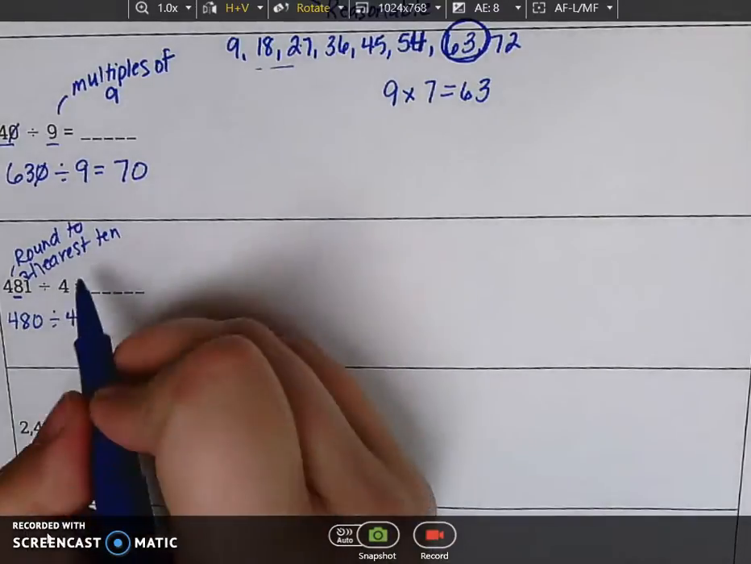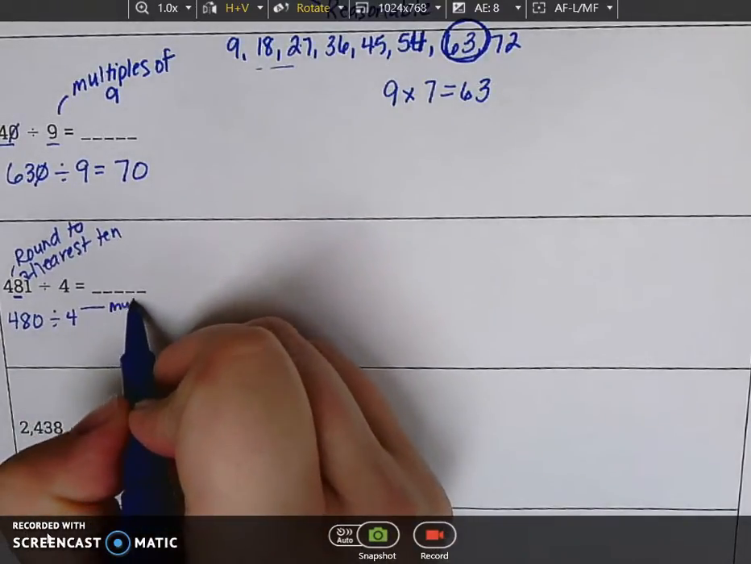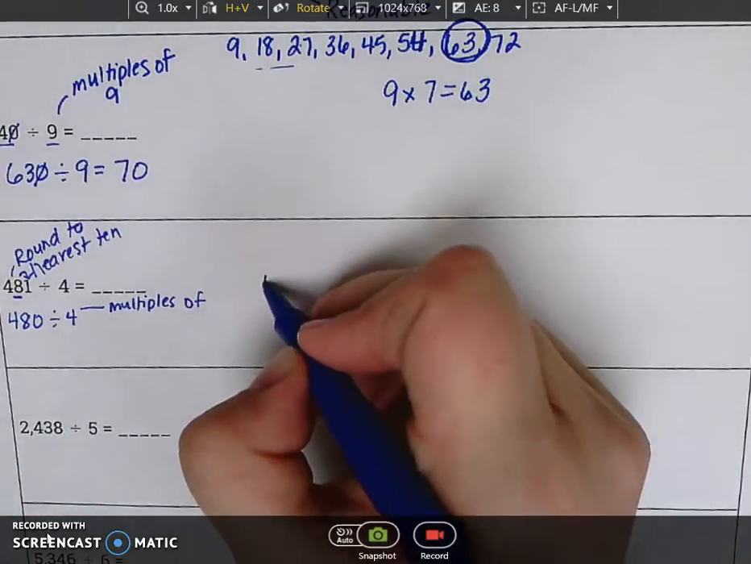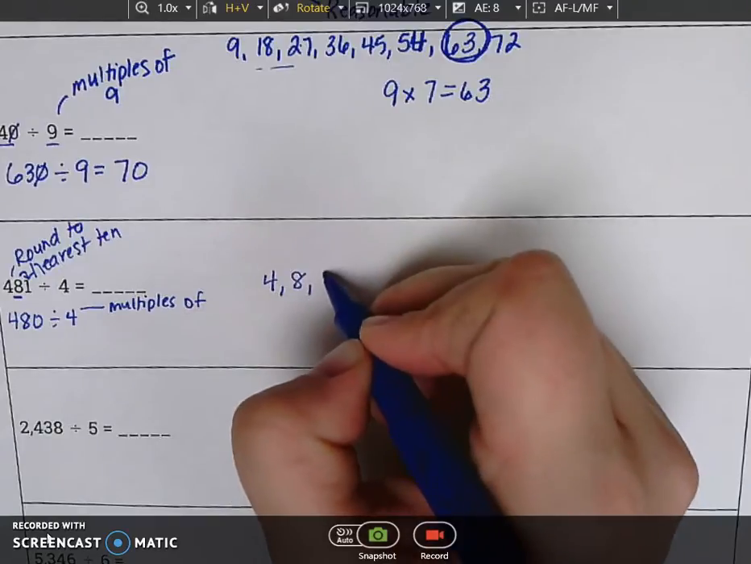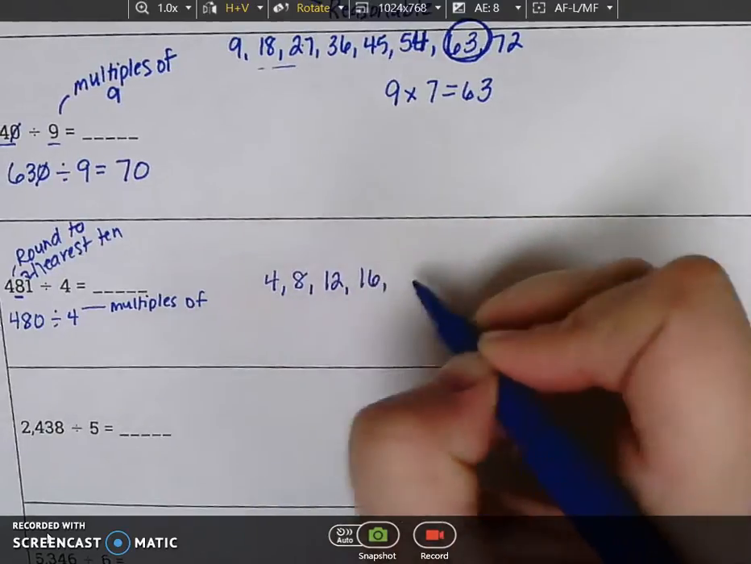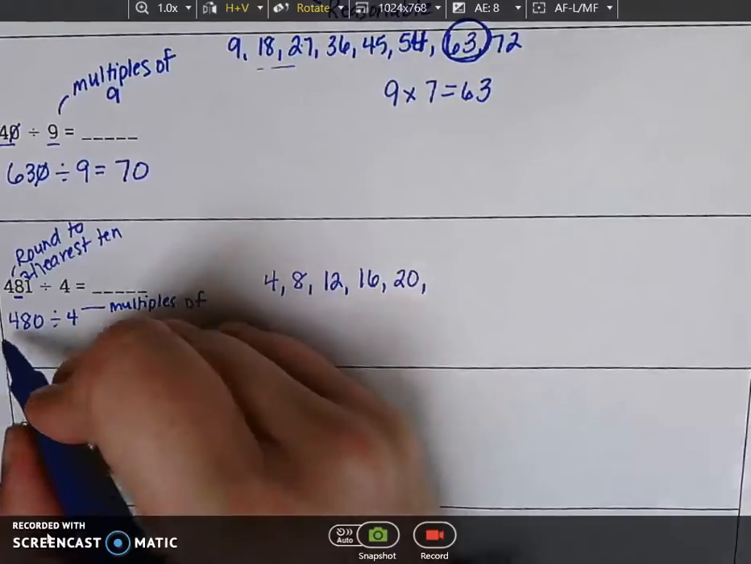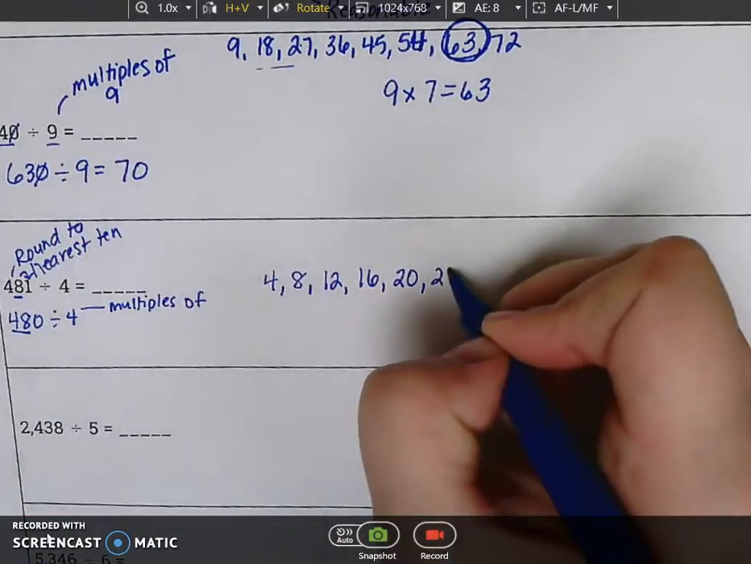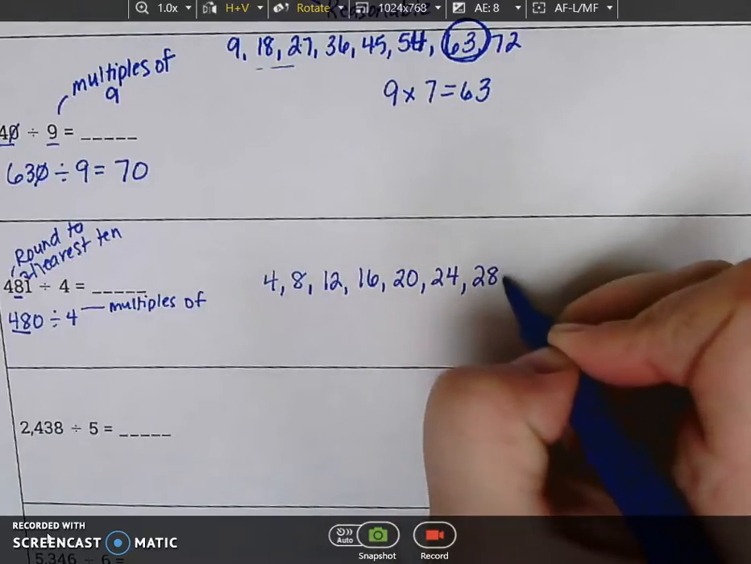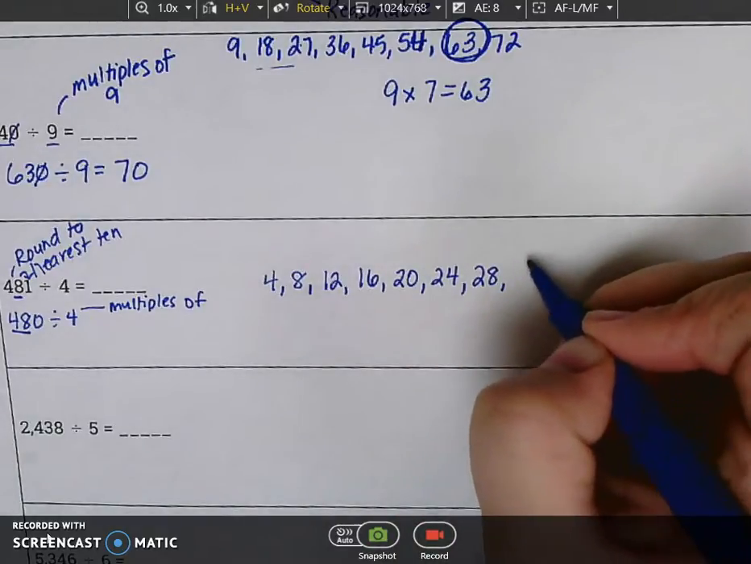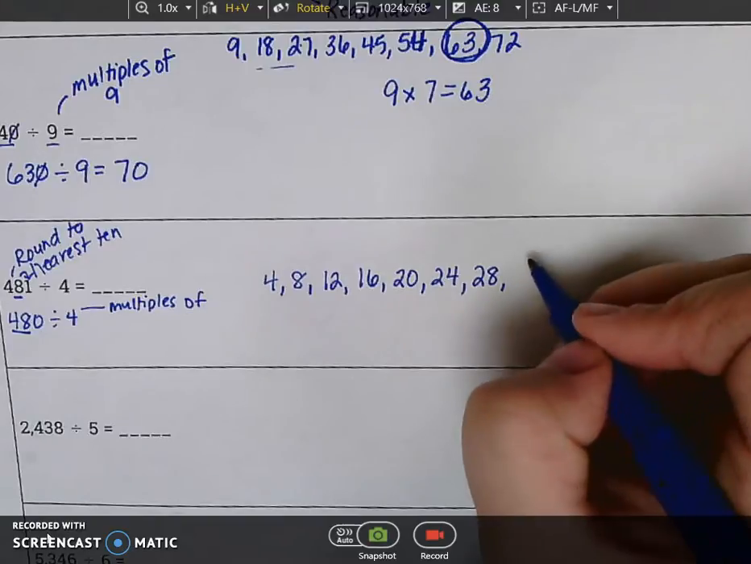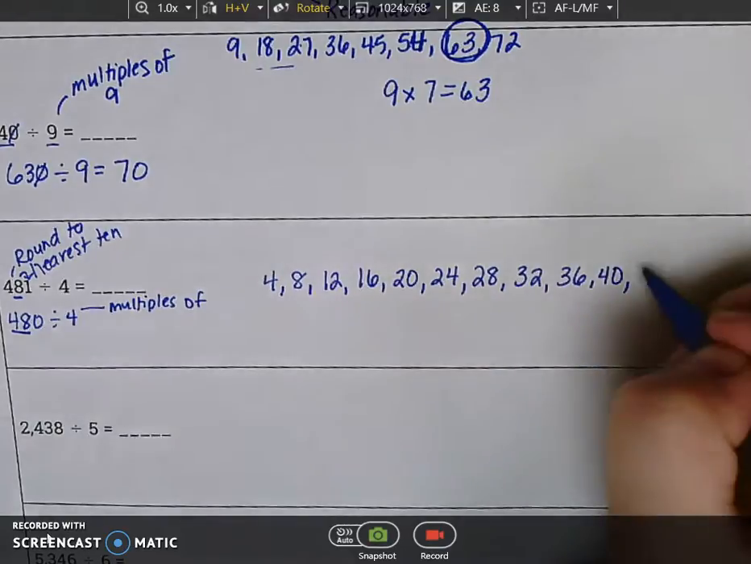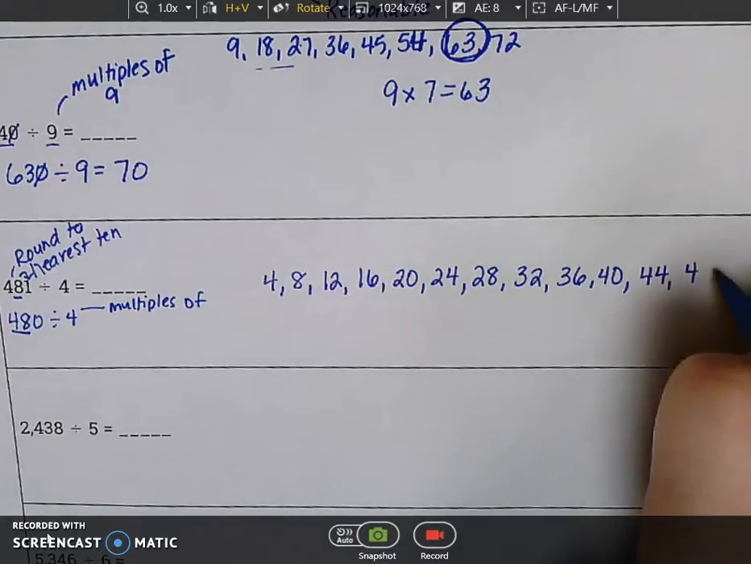So now I'm going to list out my multiples of 4 to help me figure this out. So my multiples of 4 would be 4, 8, 4 times 3, 4 times 4, 4 times 5. I'm trying to get to 48 here. 4 times 6, 4 times 7, 4 times 8. Oh, I'm going to have to go, let's see, 4 times 8, 4 times 9, 4 times 10, 4 times 11, and then 4 times 12.